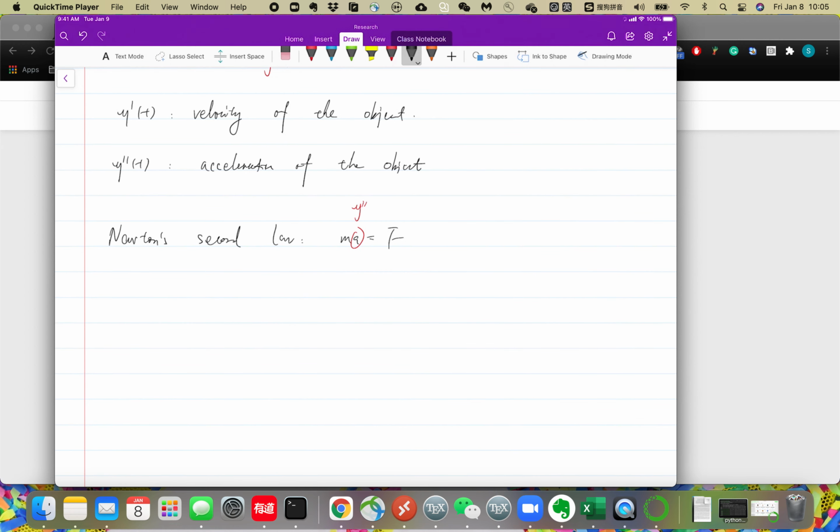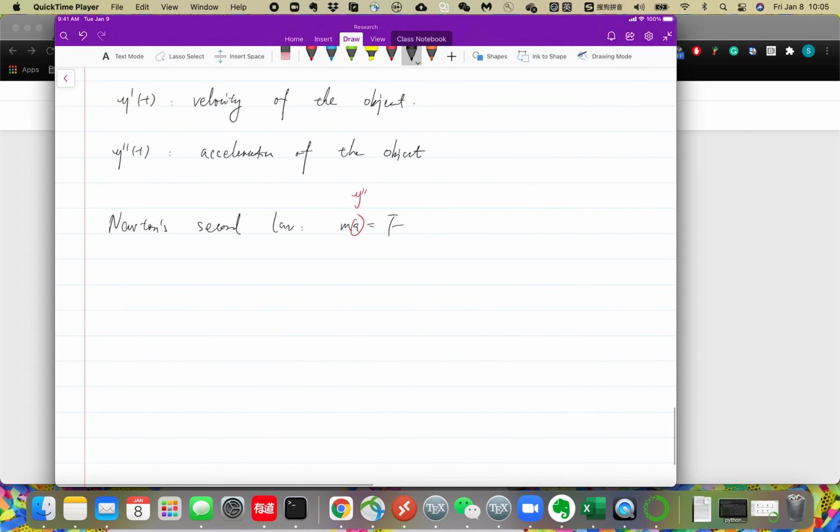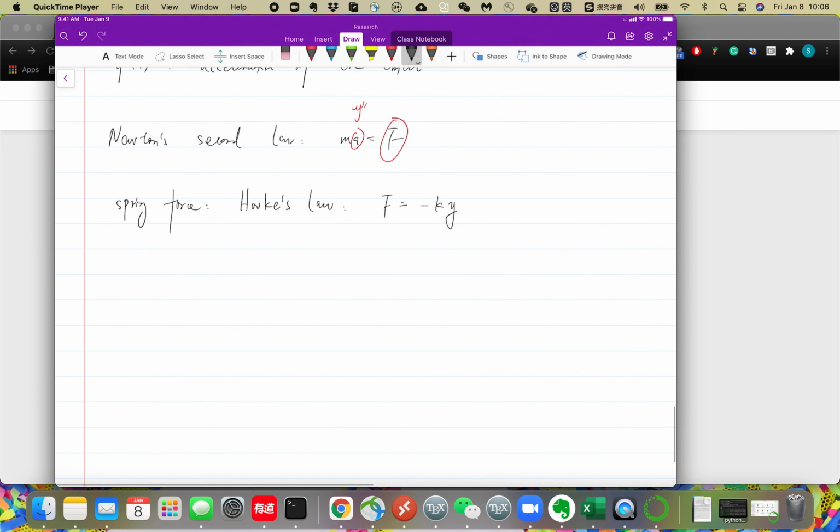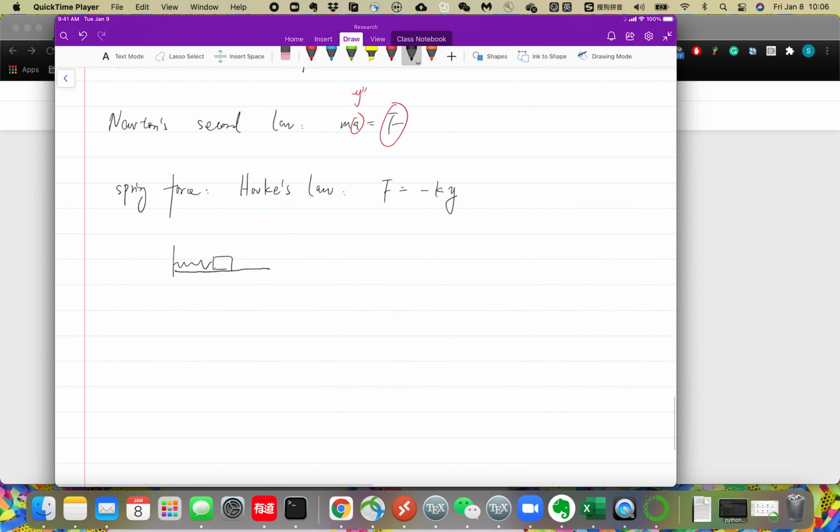All right. Second, what is F? Well, what force do you have here? The force is coming from the spring force. For spring force, we go to the Hooke's law, which is F equals negative k times y. Okay. So what do you have? Number one, your force is provided by this spring. So how big is the force? Number one depends on k, which is the spring constant, which basically tells you how strong the spring is.